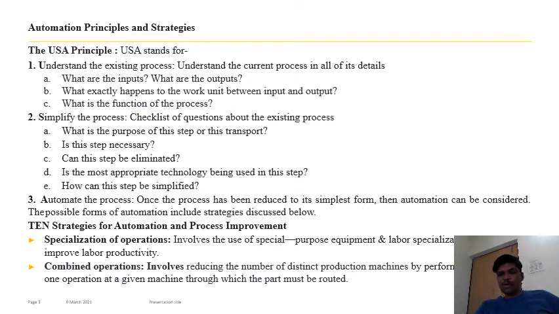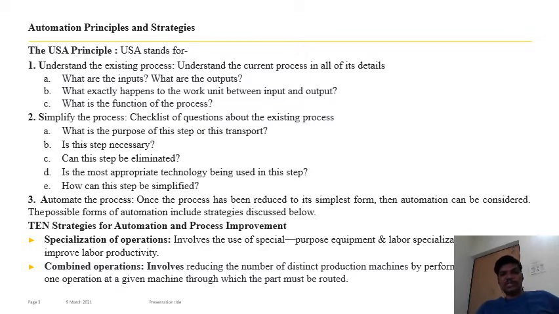And then, after you have positive answers in both the steps mentioned above, comes automate the process. Once the process has been reduced to its simplest form, that is simplified form, automation can be considered. The possible forms of automation include the strategies discussed below. So there are some strategies to be discussed with respect to automation. After the USA principle is satisfied and giving you a positive result, you jump to the strategy part, and roughly 10 strategies are there that you have to take care of so as to implement automation into your firm.